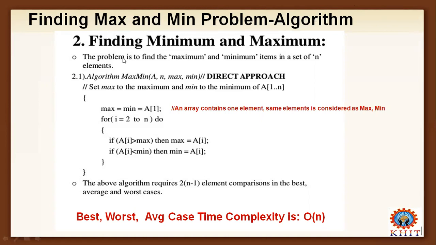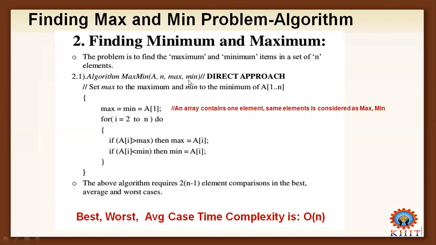The main problem is to find the maximum and minimum item in the array. The size of the array is n. That means the array can contain n number of elements. So while writing an algorithm, there is a standard procedure for writing the pseudocode. The first step is the header part of an algorithm. Algorithm is the header part of an algorithm, and MaxMin is the name of the algorithm.